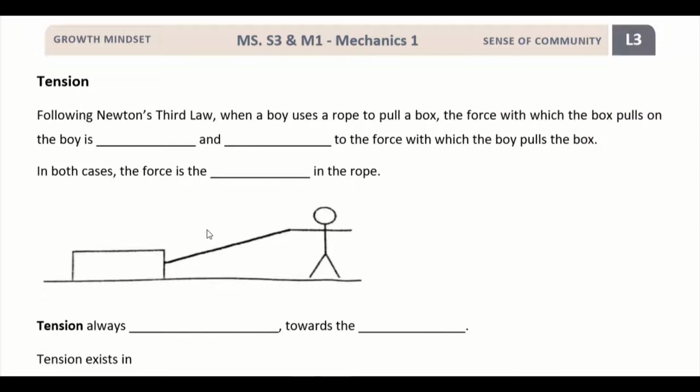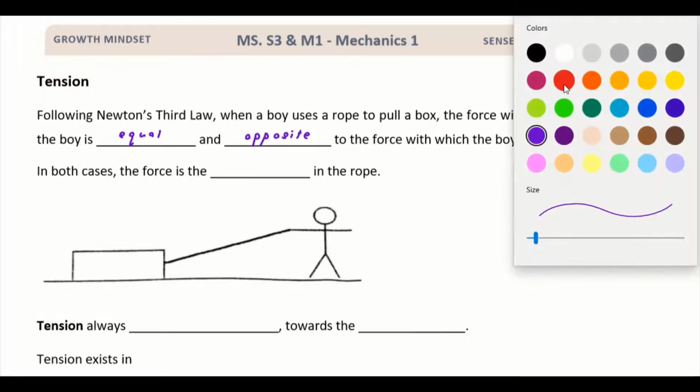Tension is actually one of the applications of Newton's third law. For an example, I'm trying to explain it using this diagram here. When a boy uses a rope to pull a box, the force with which the box pulls on the boy is equal and opposite to the force the boy uses to pull the box. Let me explain it again using this diagram.